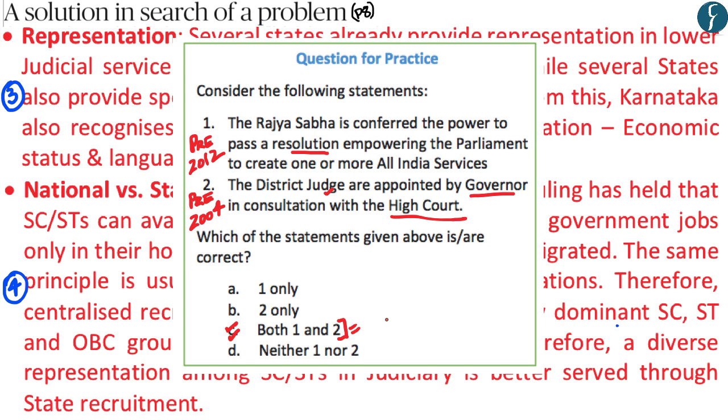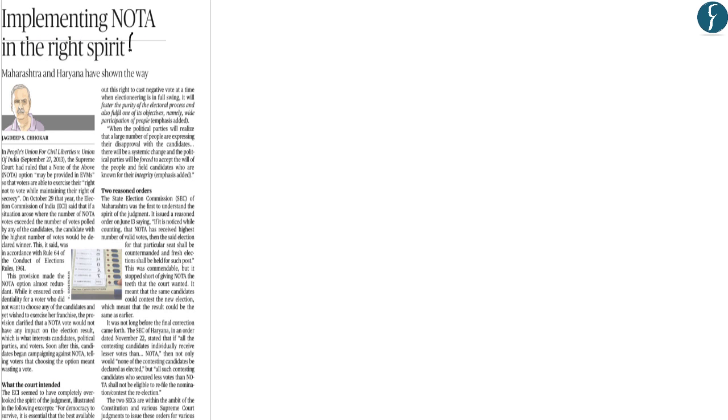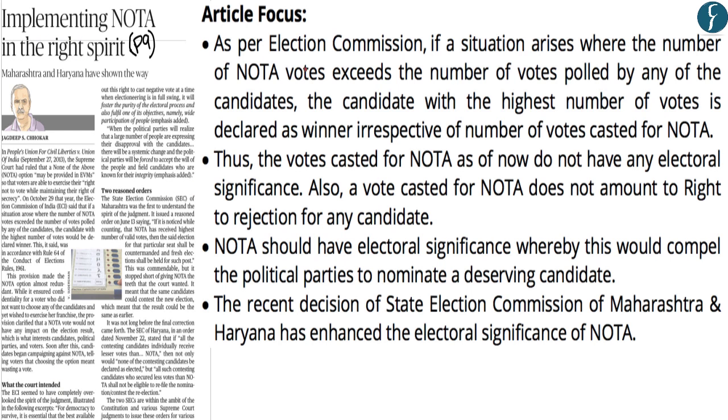And so now with this, let us move on to the next article. Now we have taken this opinion-based editorial from page 9. What this article talks about is that as per the Election Commission, if a situation arises where the number of NOTA votes exceeds the number of votes polled by any of the candidates, then the candidate with the highest number of votes would still be declared the winner.